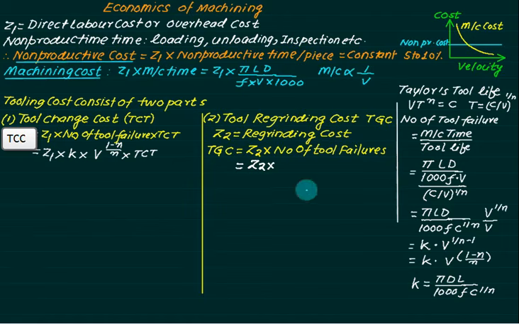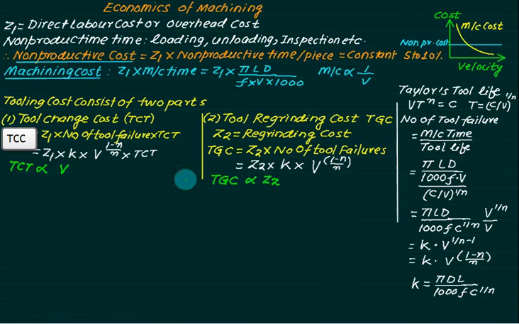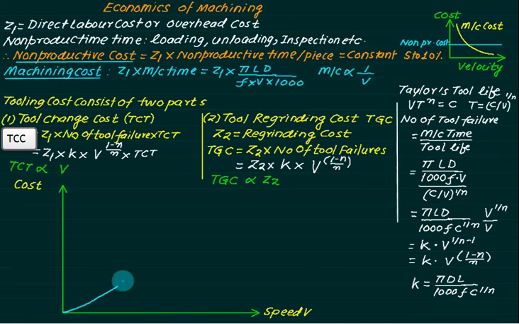Whereas in the tool grinding cost, we can substitute for the number of tool failures as K times V to the power (1 minus n) divided by n. So this is also proportional to V. Both the costs are proportional to V to the power (1 minus n) upon n, but one time the constant involved is Z1 and the other time it is Z2. It is known that the index n is a fraction value. So 1 minus 0.2 is 0.8, and 0.8 divided by 0.2 will be equal to 4. So that basically represents a parabola. The curve will be something like this, which is increasing non-linearly.